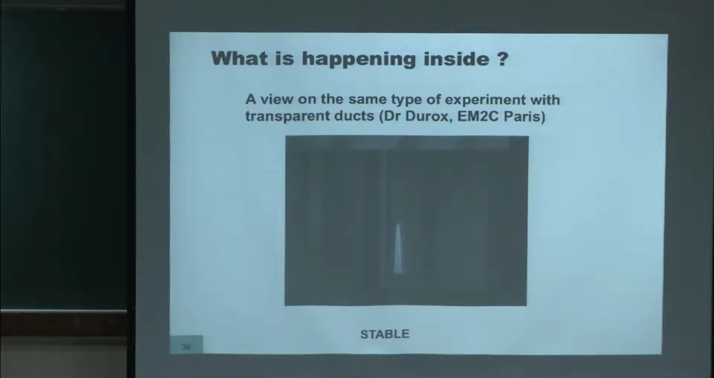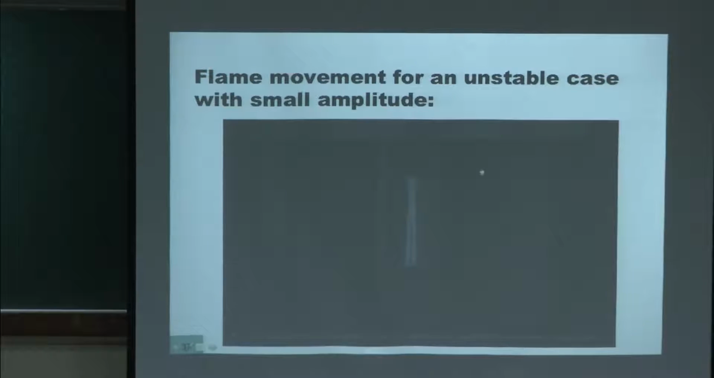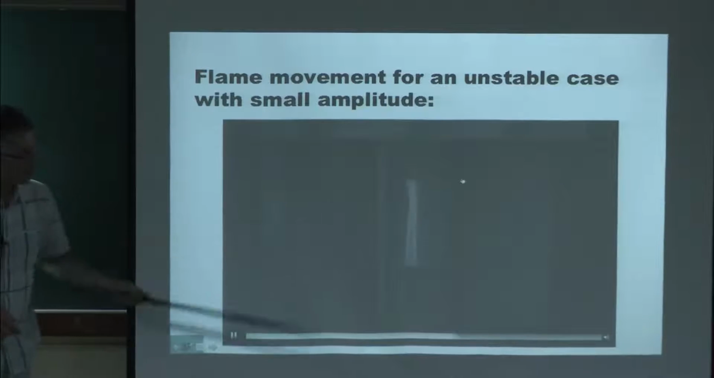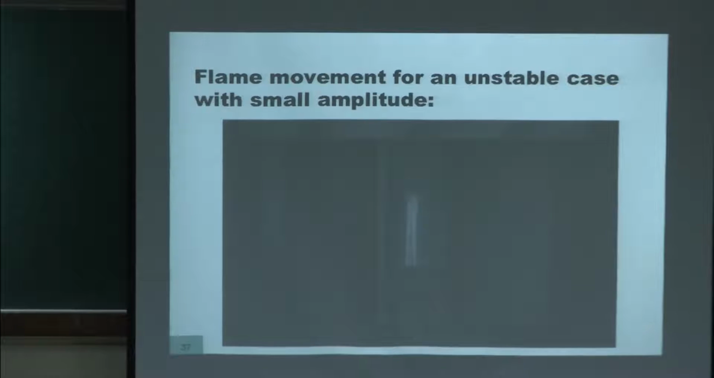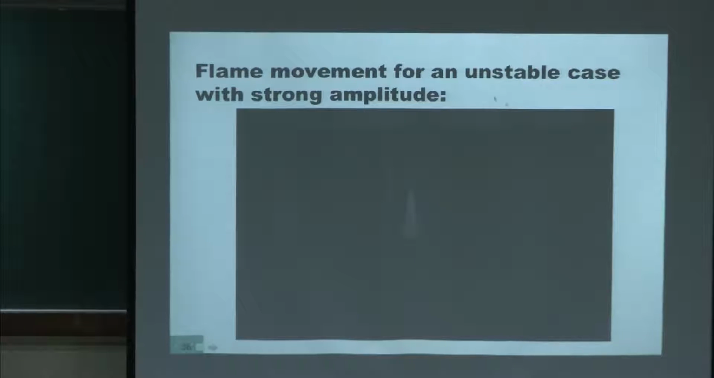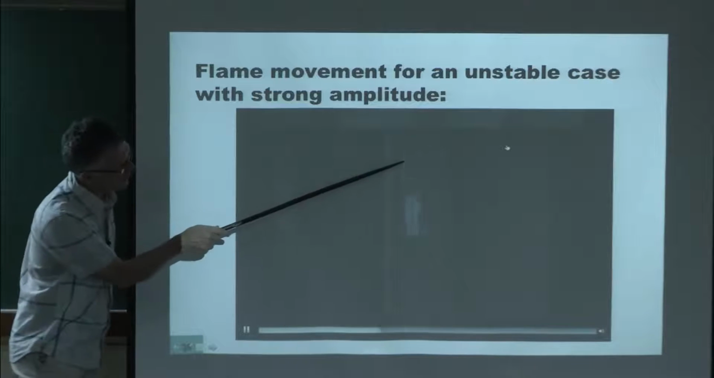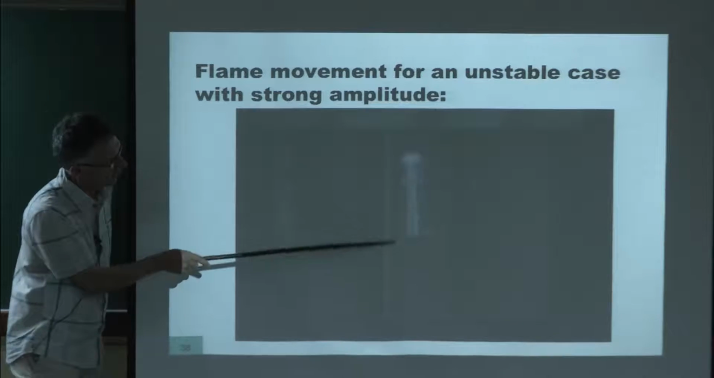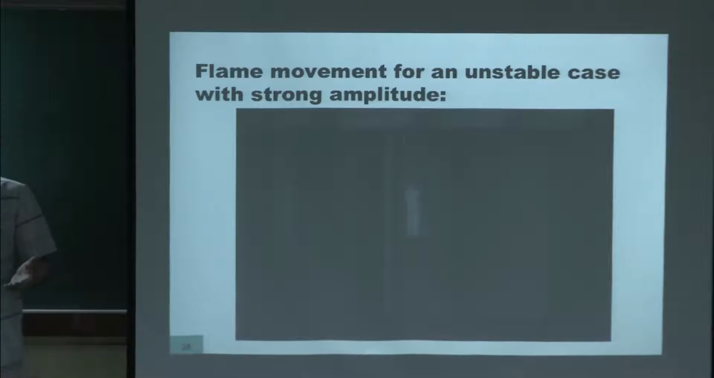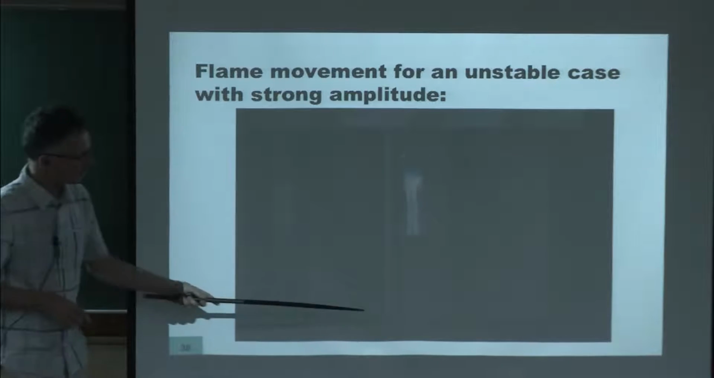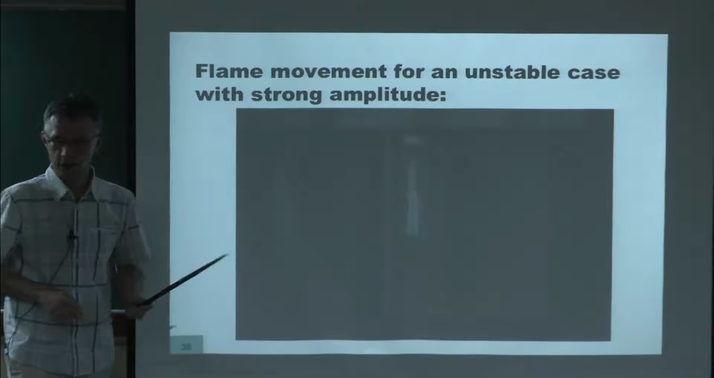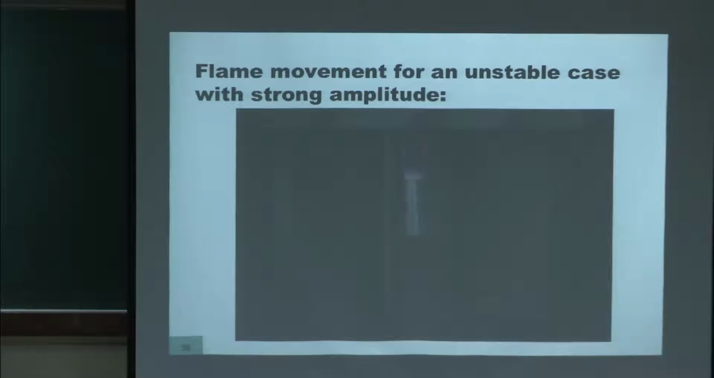But when you go to an unstable regime, you can see the flame now flashing up and down. And when you go to a very strongly unstable regime, you start recognizing these mushroom-shaped flame fronts here. And so the flame is oscillating at the frequency of the mode that you can hear. And the mode is not very far from the acoustic mode of the system. I will show that later today.